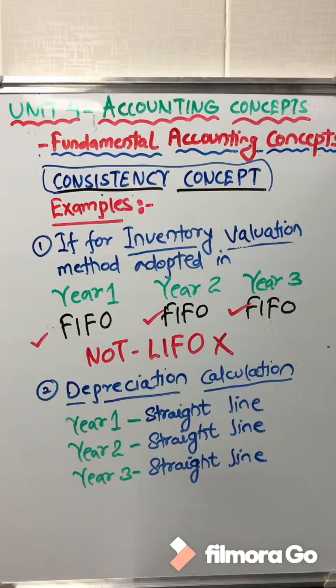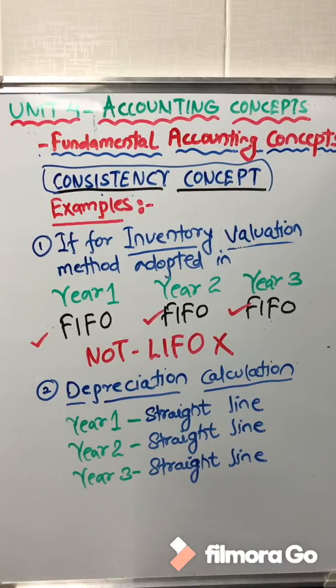Inventory is the value or quantity of raw materials, components and finished products that a business has. We all are aware that at year end we calculate the inventory, which is also known as stock: closing inventory or closing stock. So for inventory valuation, suppose the method adopted in year one is FIFO, first in first out. Another method for inventory valuation is LIFO, last in first out.